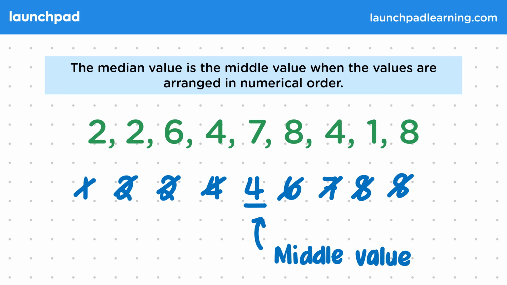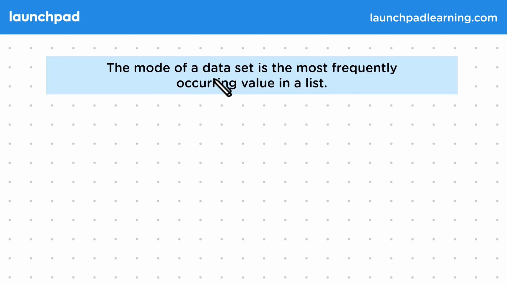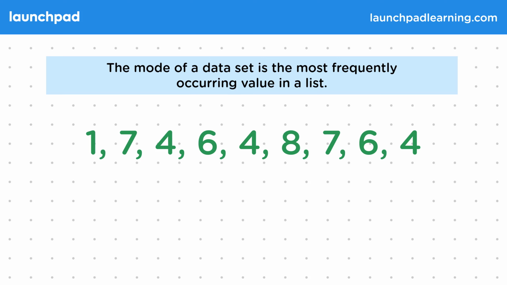So what's the mode? The mode of a data set is the most frequently occurring value in a list. So if we were to identify the mode in this data set, we want to have a look at which value occurs the most. You might quickly notice that there are 3 4s in this data set and only 1 or 2 of the other values. 4 appears the most and therefore it's the mode.